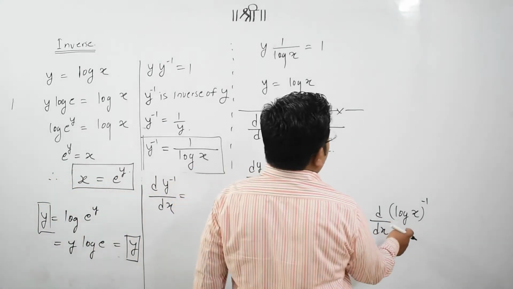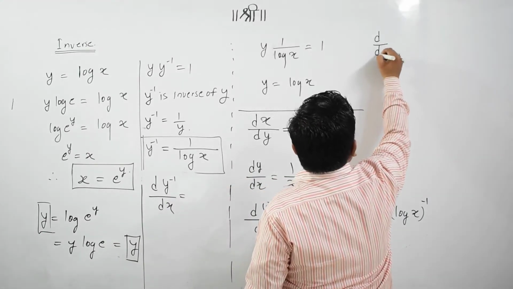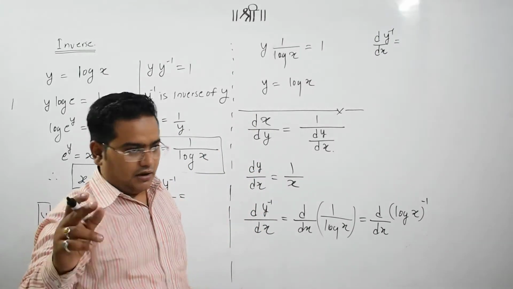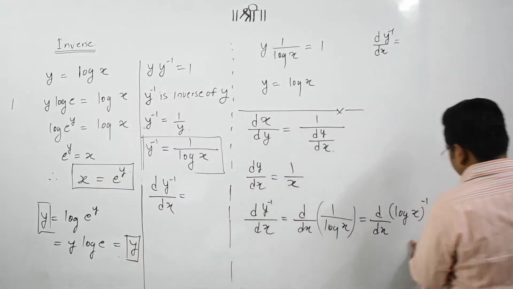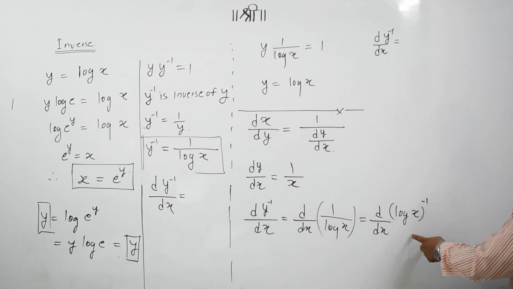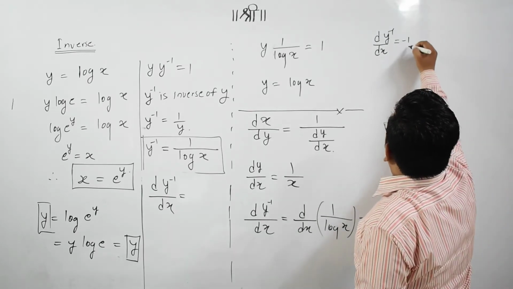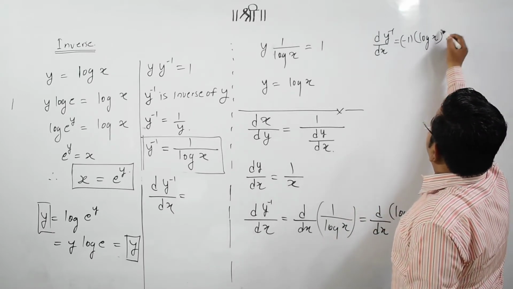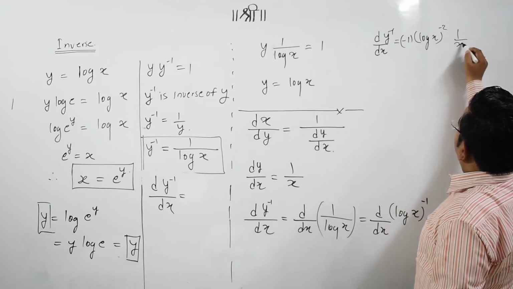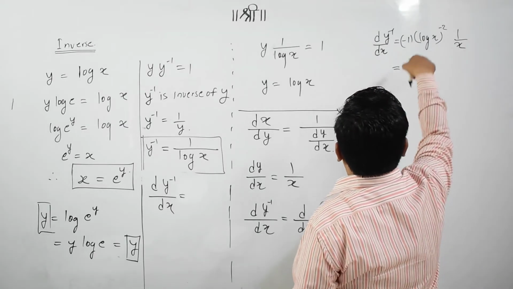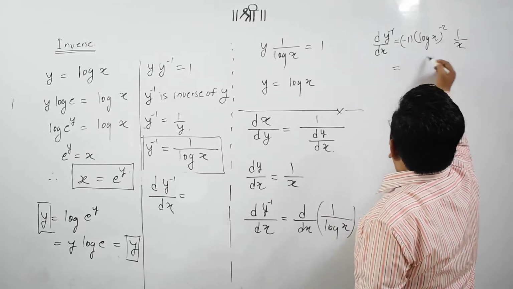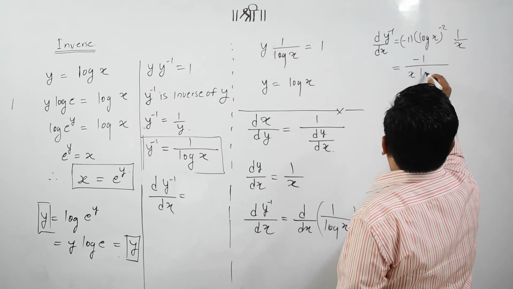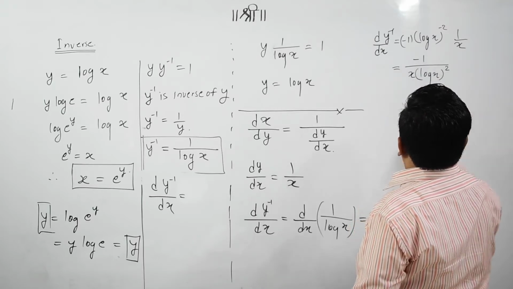Again, if you differentiate by chain rule, what will you get? d upon dx of y inverse. Okay, be focused on this thing. Why I am performing this, I will clear it, but wait for a second. So once we differentiate with the chain rule, what will happen? Minus 1 comes over here into log of x raised to minus 2 into 1 upon x. Now you can see how complicated this scenario is. So this gives me minus 1 upon x into log of x bracket square.